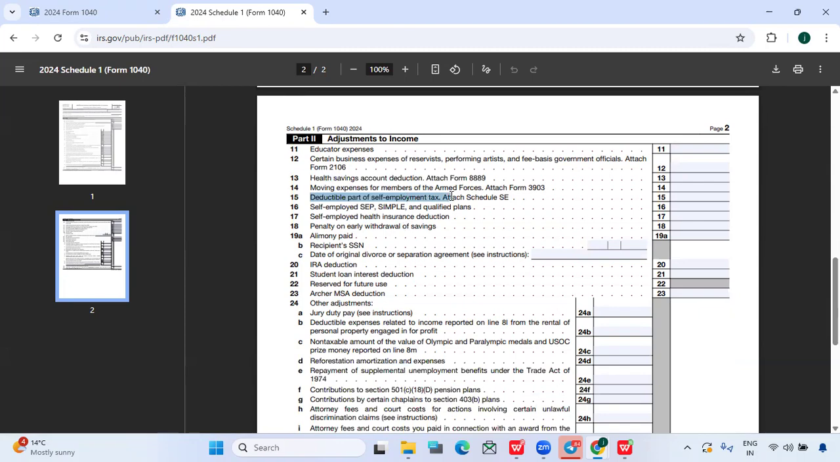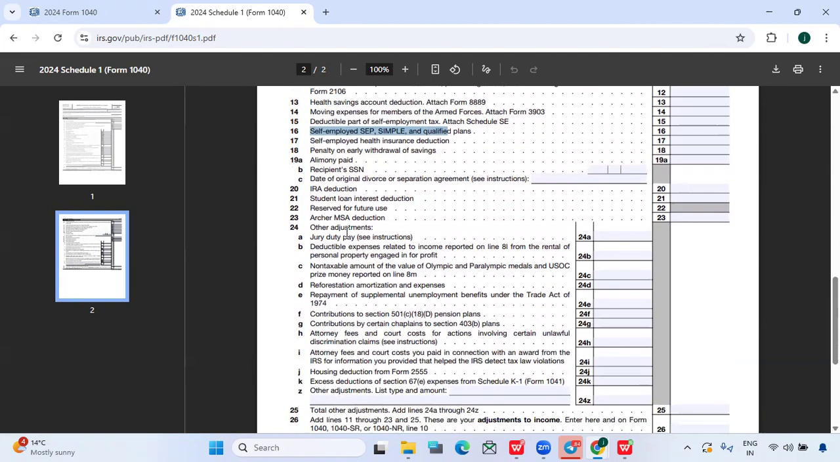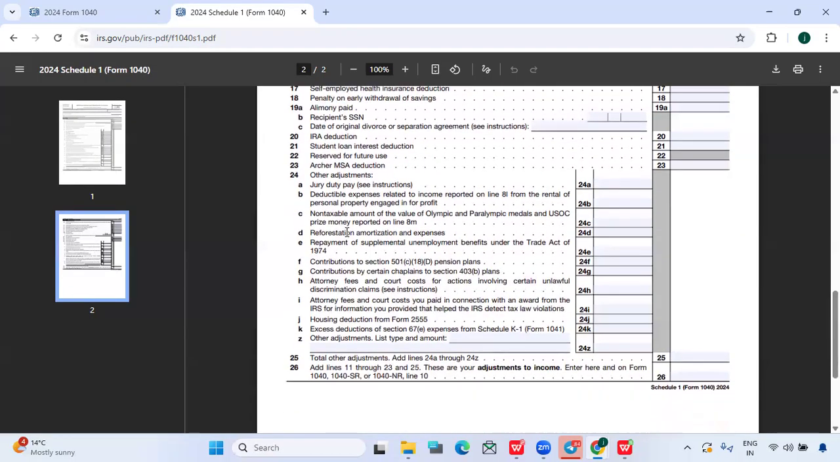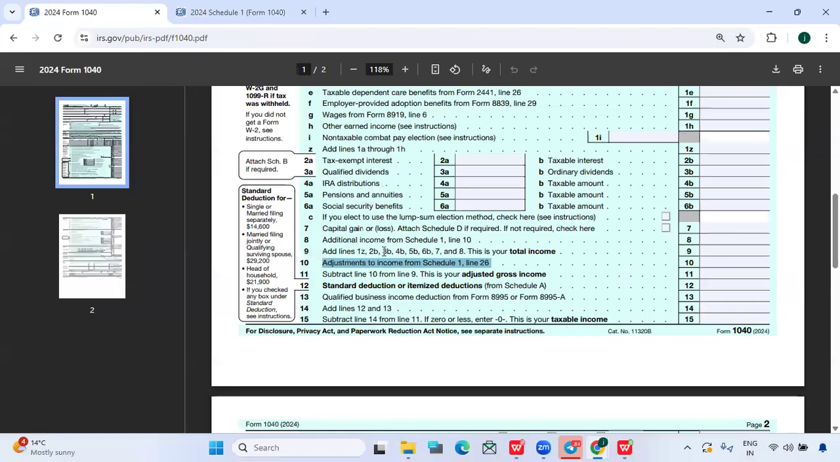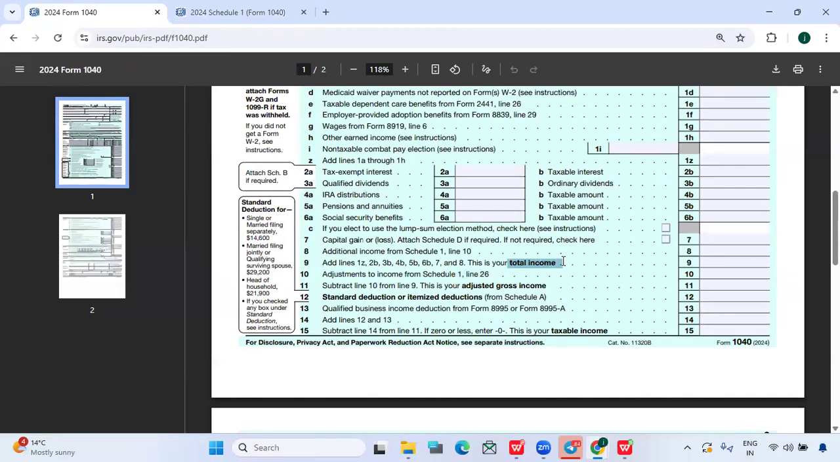And also the deductible part of self-employment taxes. So we have a couple of deductions or adjustments to income, and this amount we can reduce from the total income. First we calculate the total income, and then we reduce adjustments to income. This again we will cover. The balance we get is the adjusted gross income, which we also call AGI.